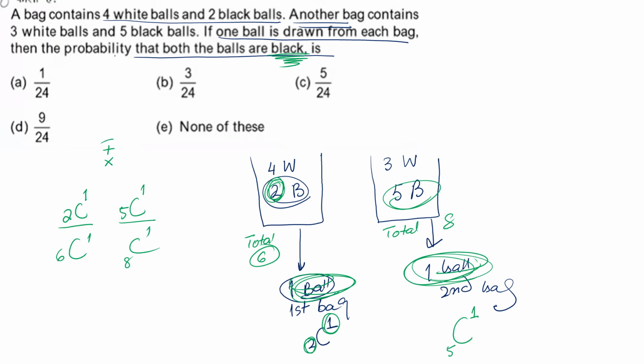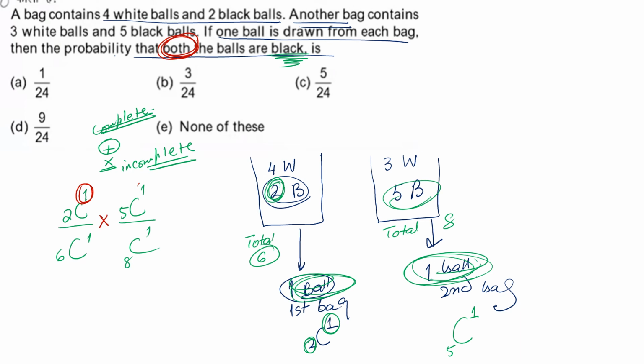Now the question is, do I put plus or multiply here? I put the plus if the work is complete. What work? Choosing the 2 balls. I put the multiply if the work is not complete. From the first bag, I chose only one ball, so the work is not complete, right? Because I had to select 2 balls. That's why I will put a multiplication sign.